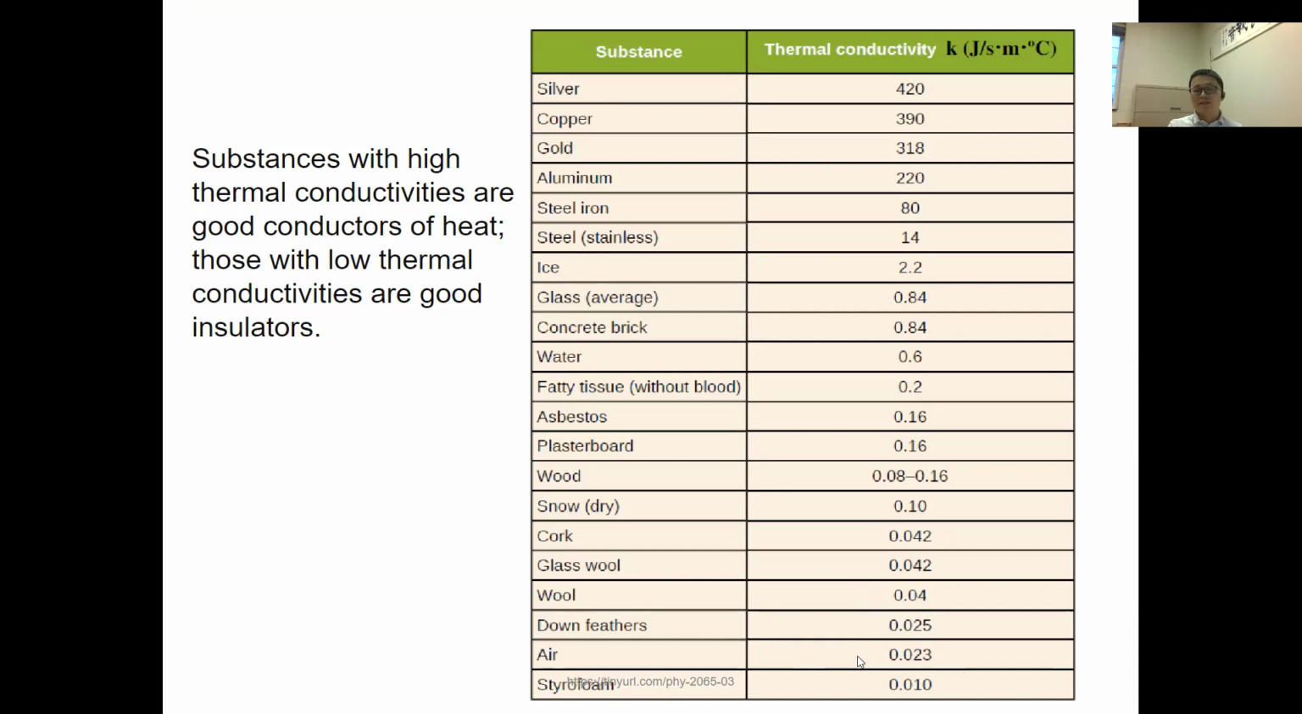Air conducts heat very slowly, and styrofoam also conducts heat very slowly. So air or styrofoam could be good insulators. Down feather is also a good insulator, close to air. So maybe you can just have air instead of down feathers in between the layers. Make sure that it is isolated air. If it's not isolated air, then you will still transfer heat very quickly by convection.